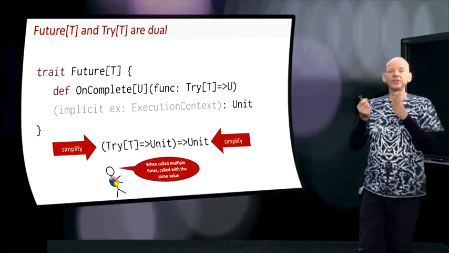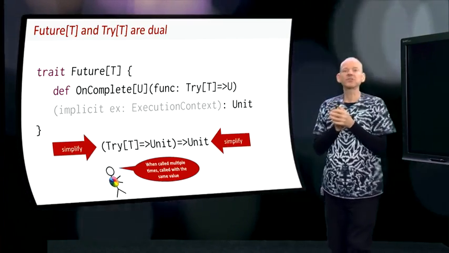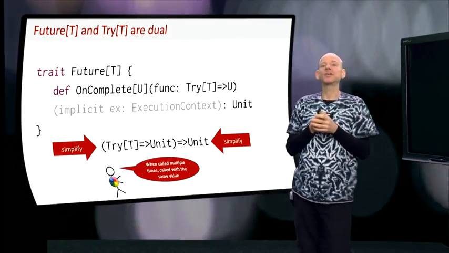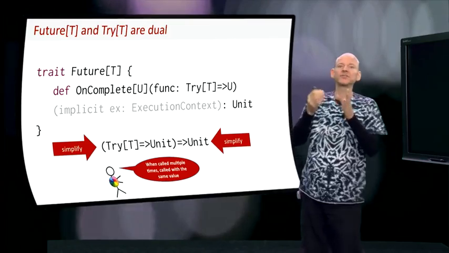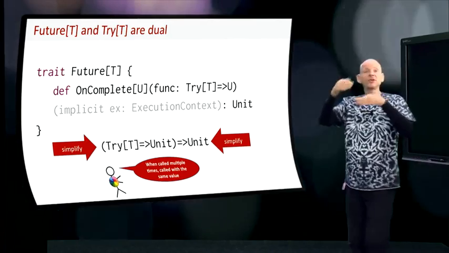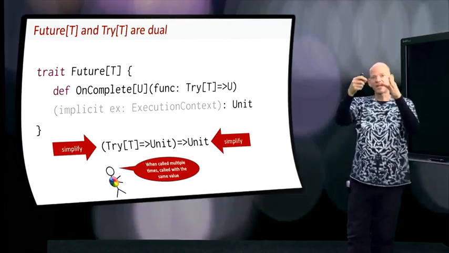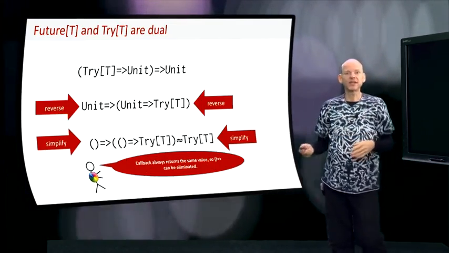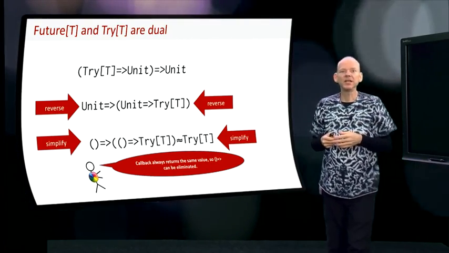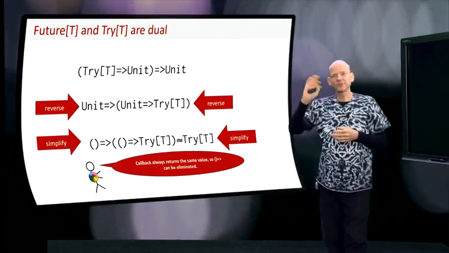All right, so if we simplify this all away, so we remove the trait because this is a trait with just a single function, then what we're left with is this higher order function. So it's a try of t to unit. All right? So all I've done is just removed the trait and turned that method in the trait into a standalone function. Now, the next thing we're going to do is reverse all the arrows.